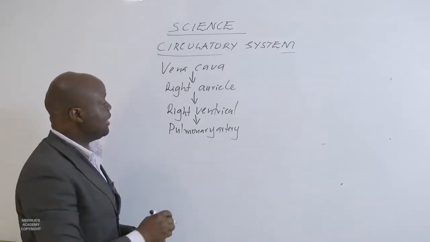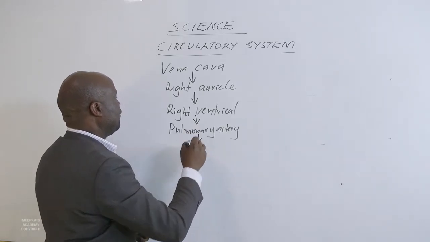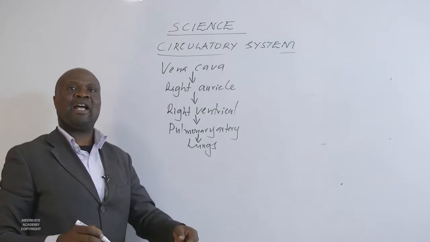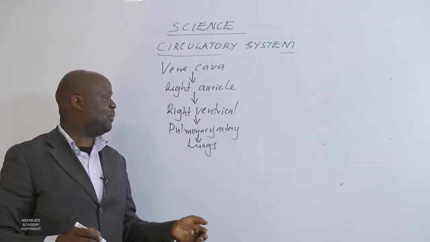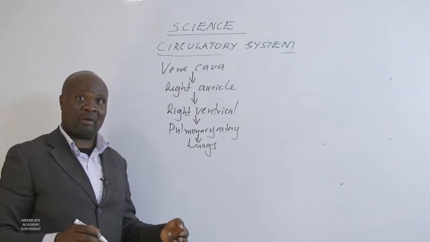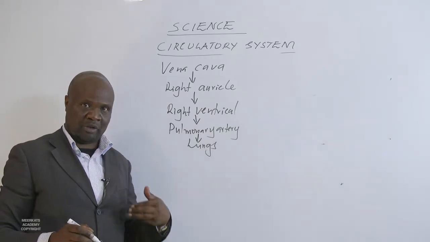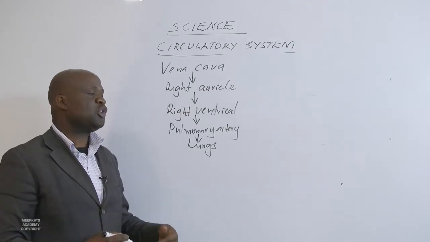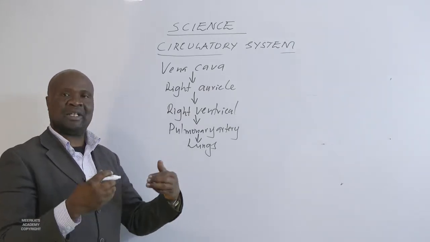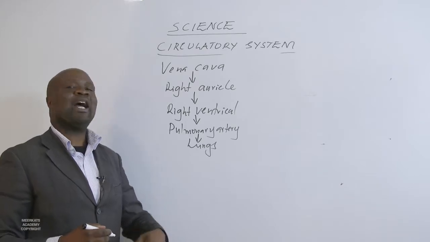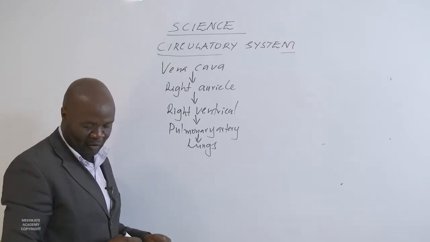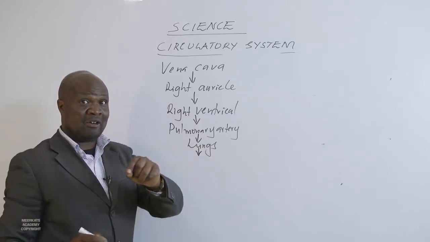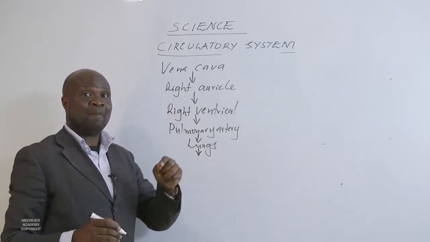So from the pulmonary artery, we can show the flow of blood now to the lungs. And we are saying that in the lungs, a lot of carbon dioxide being carried in the blood is diffused out. It leaves the body now. The lungs are able to purify blood by removing this carbon dioxide and adding oxygen.